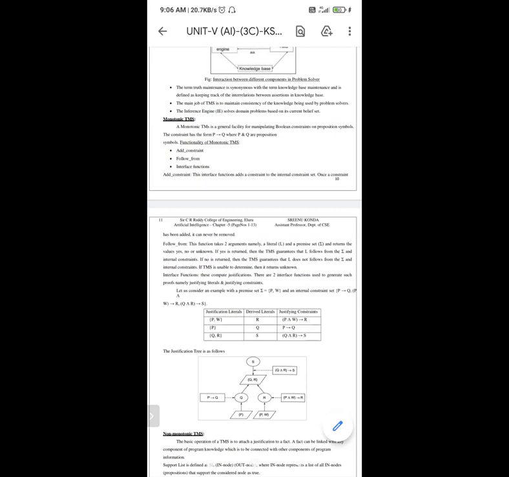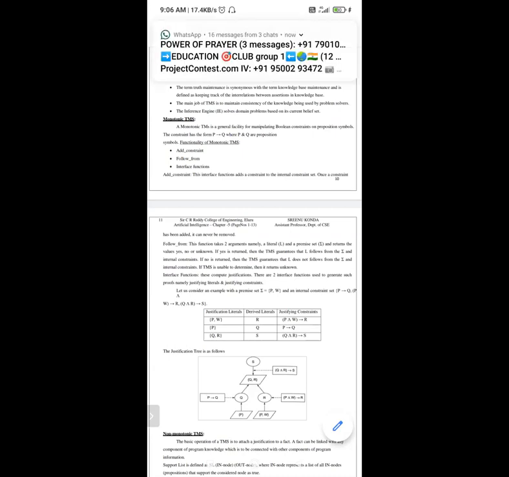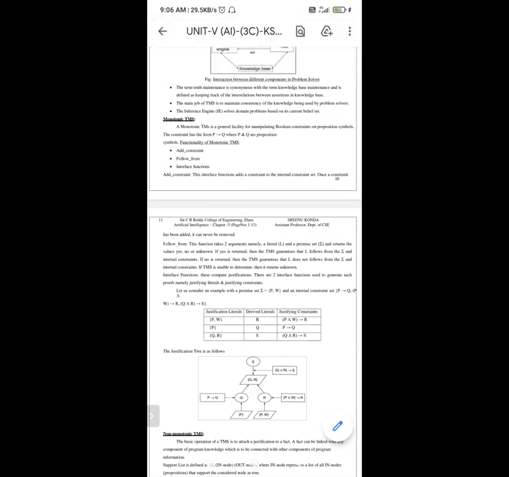Another justification literal is P. P means P implies Q, which is in the internal constraint set. That means Q will become the derived literal, and under justification constraint, I can write P implies Q.